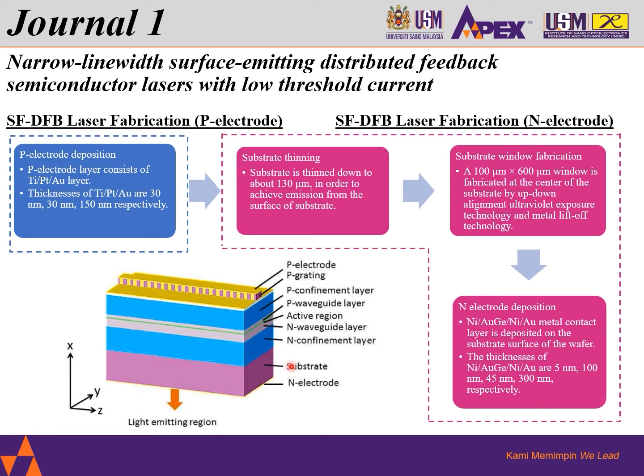Referring to here. So the substrate is thinned down to about 130 micron in order to achieve the emission from the surface of substrate. And then a window of 100 micron times 600 micron window is fabricated at the center of the substrate by the up-down alignment ultraviolet exposure technology and metal lift-off technology. As for the N electrode depositions, nickel, gold, germanium, nickel, gold metal contact layer is deposited. The thickness are 500, 45, 300 nanometer respectively.